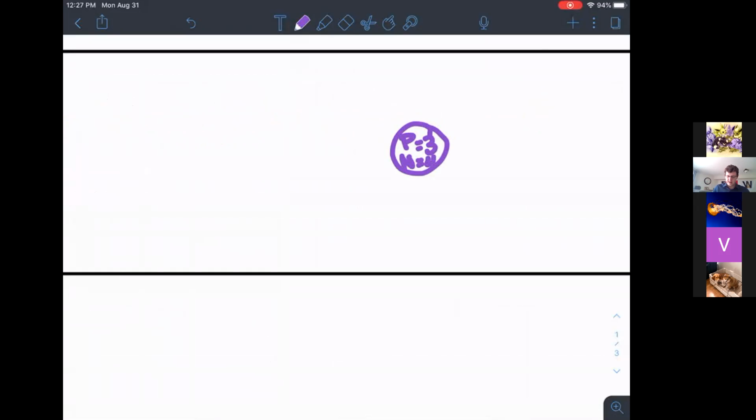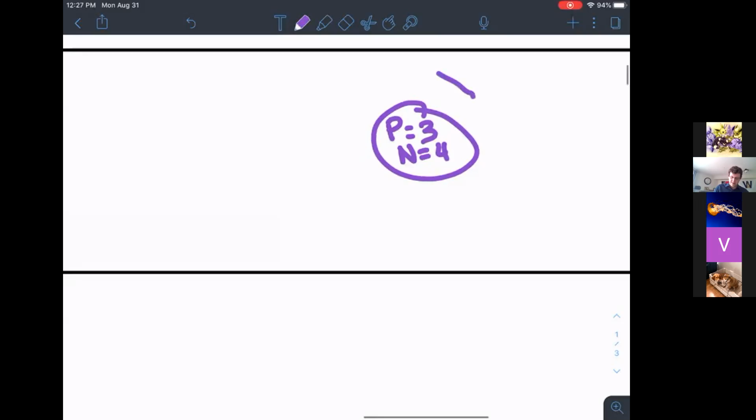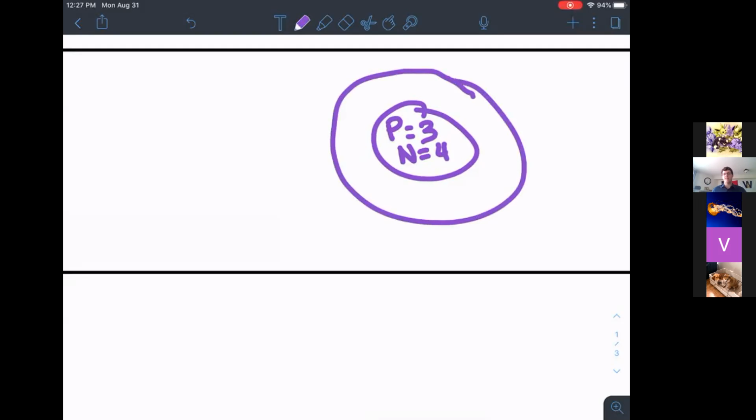Might have tried to draw that a little too small. Let me make it a little bigger so everybody can see it. Protons equals 3, neutrons equal 4. That's all I need you to see in my nucleus. Remembering that the nucleus and the first orbital are going to be different, so we have to draw another ring to draw our first orbital. And how many electrons can I put in that first orbital? Do you guys remember?